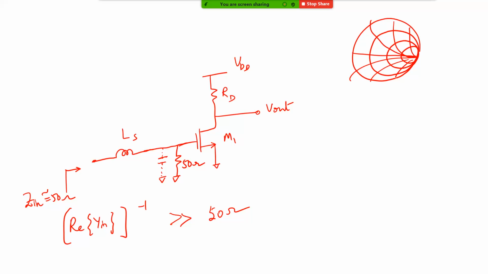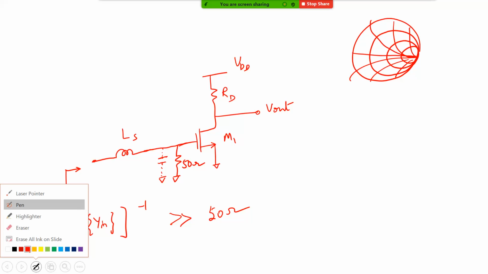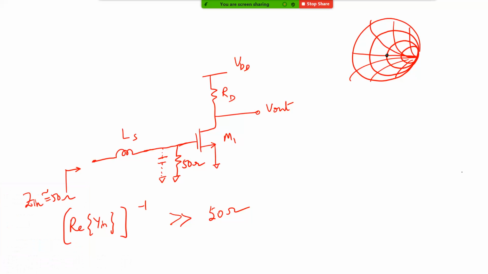If this is the Smith chart, this being the center of the Smith chart, this is basically your 50,0 point. So you want to be here, and let's say your curve might be something like this. At this frequency point, it is basically going to be at 50 ohm.